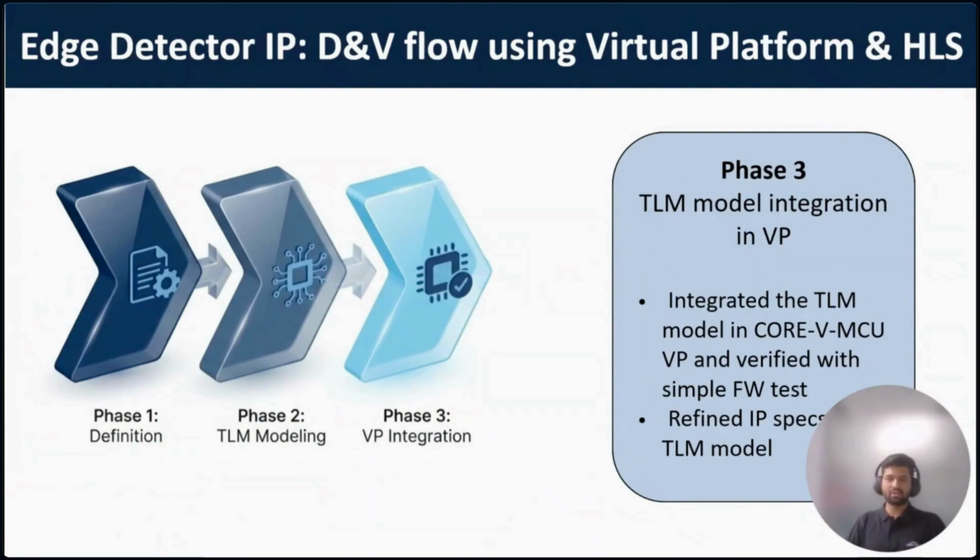As we ran the firmware against the TLM model, we identified areas where the spec needed adjustment: to make the IP more effective for this specific use case, to make it more compatible with core VMC's memory structure, and to make better software hardware partition decisions. For example, deciding which computations belong in the hardware versus firmware, and how the interrupt scheme should work. These are the decisions you want to make at the spec level, not after the RTL is written.